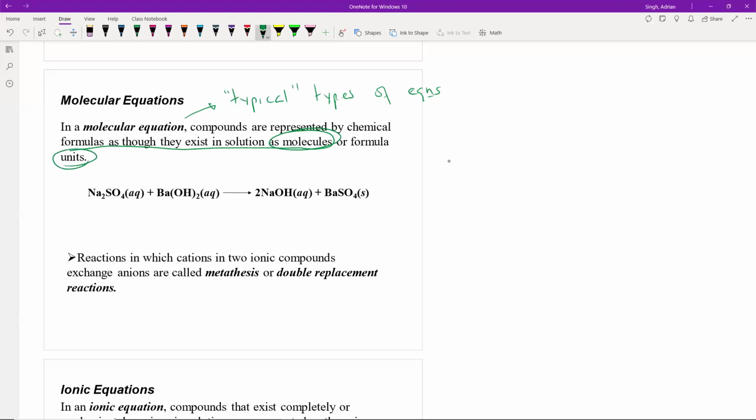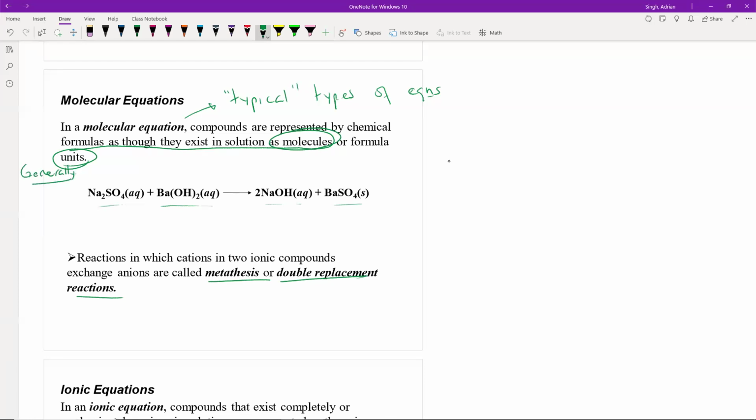So for example, I have sodium sulfate reacting with barium hydroxide to give sodium hydroxide and barium sulfate, and then I have my two here to balance our equation. I have my state symbols in there as well. All right. So this is an example of what's known as a double replacement or a metathesis equation. So I have my general form for this.